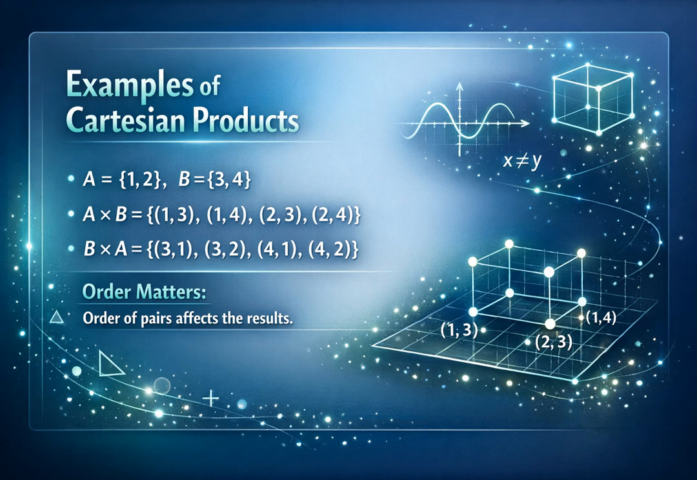Let's see an example. If A equals {1, 2} and B equals {3, 4}, then A cross B gives us four ordered pairs: (1, 3), (1, 4), (2, 3), and (2, 4). But B cross A gives (3, 1), (3, 2), (4, 1), and (4, 2). These are different sets, showing that order in Cartesian products really matters.